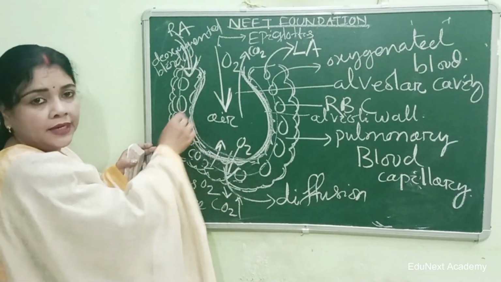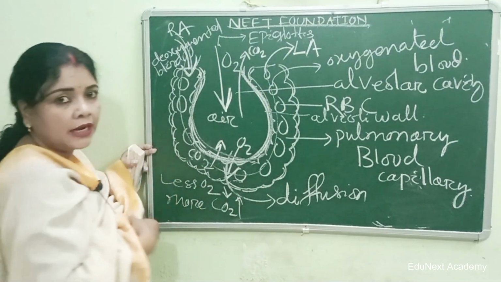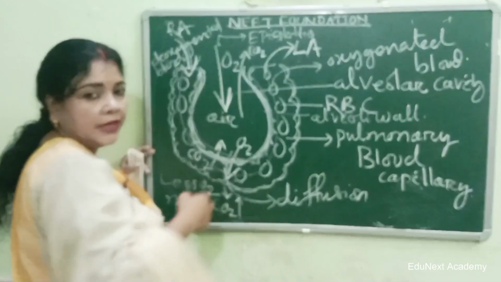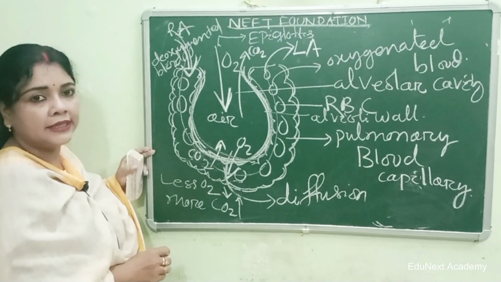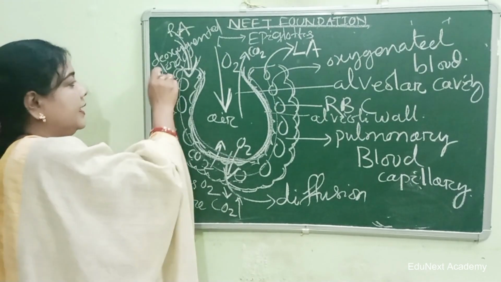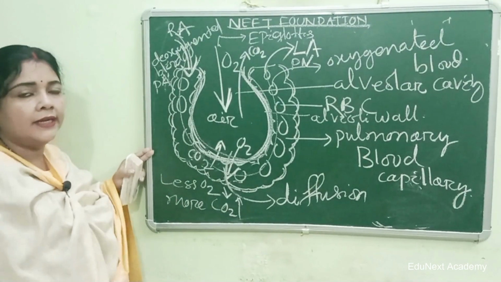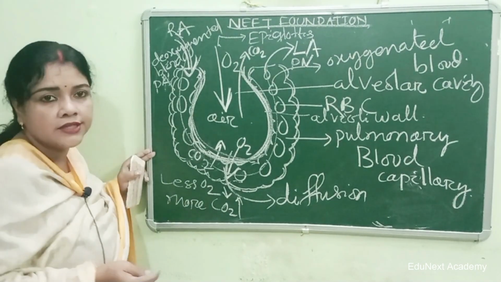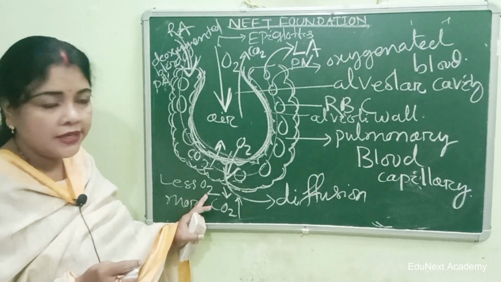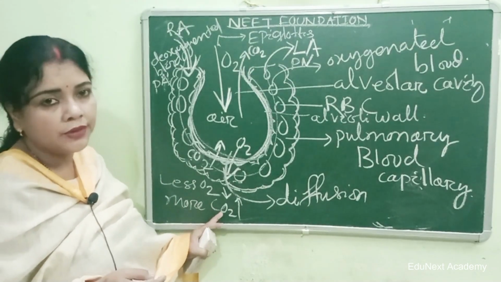Those blood capillaries are connected to both the right atrium and the left atrium through the pulmonary artery and pulmonary vein. This is connected with the pulmonary artery and this is connected to the pulmonary vein. The pulmonary artery contains deoxygenated blood, right? That means there is less oxygen, and it is collected from the whole part of our body, and more carbon dioxide.